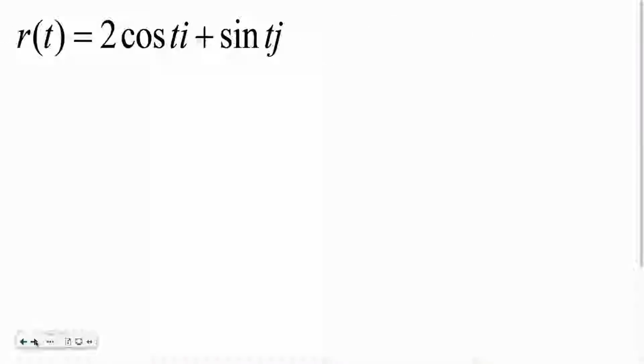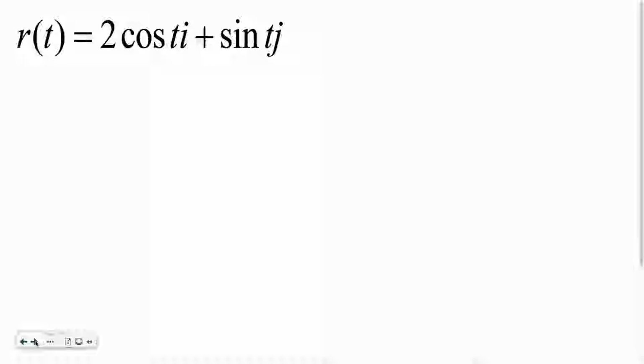Let's graph this one. Now I can see why the i and the j. If we were getting all the parentheses, then the j would go outside of everything else, like the sine of t.